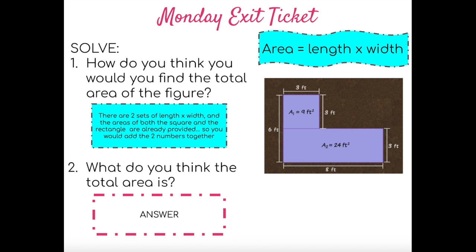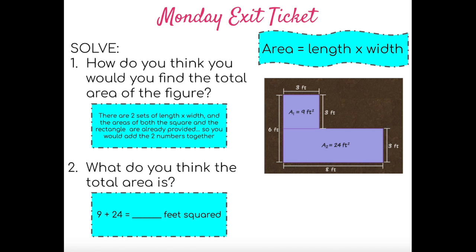The second question was, what do you think the total area is? Your answer: 9 plus 24 is 33 feet squared. That's all you really needed to do for this question. But in order to help make the rest of your packet easier, you need to remember this cut that I made here in this image. That will help make the next set of problems a lot easier for you.